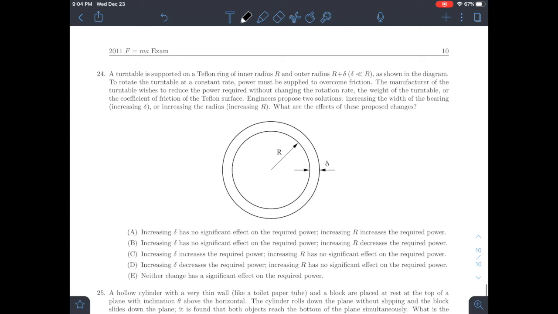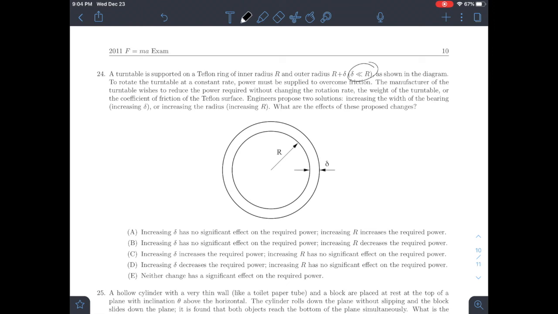A turntable is supported on a Teflon ring of an inner radius r and outer radius r plus epsilon. Epsilon is very, very smaller than r, as shown in the diagram. To rotate the turntable at a constant rate, power must be supplied to overcome friction. The manufacturer of the turntable wishes to reduce the power required without changing the rotation rate, the weight of the turntable, or the coefficient of friction on the Teflon surface. Engineers proposed two solutions: increase the width of the bearing or increase the radius. What is the effect of the proposed changes?